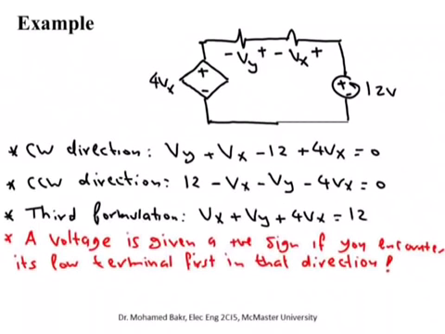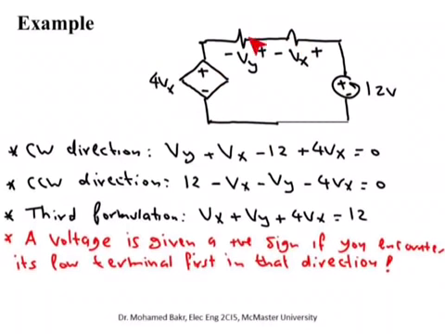Let's have this simple example. This example has a voltage controlled voltage source. So the voltage between here and here is 4Vx, and the controlling voltage Vx is the drop across this resistor. This is a voltage controlled voltage source. We have to write KVL using three different approaches. First, let's go in the clockwise direction.